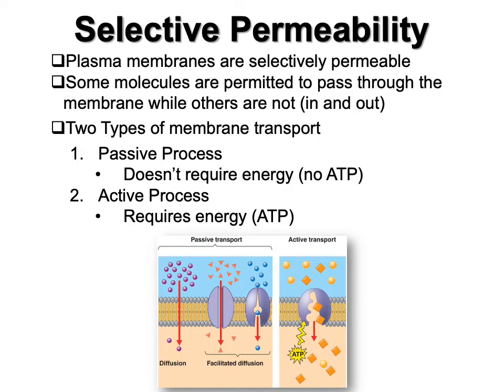Selective permeability. Cell membranes are selectively permeable, meaning that the cell itself can determine what passes through its membrane. Some molecules are permitted to pass through the membrane while others are not. There are two types of membrane transport: a passive process that does not require any energy at all, and an active process which does require energy in the form of ATP.